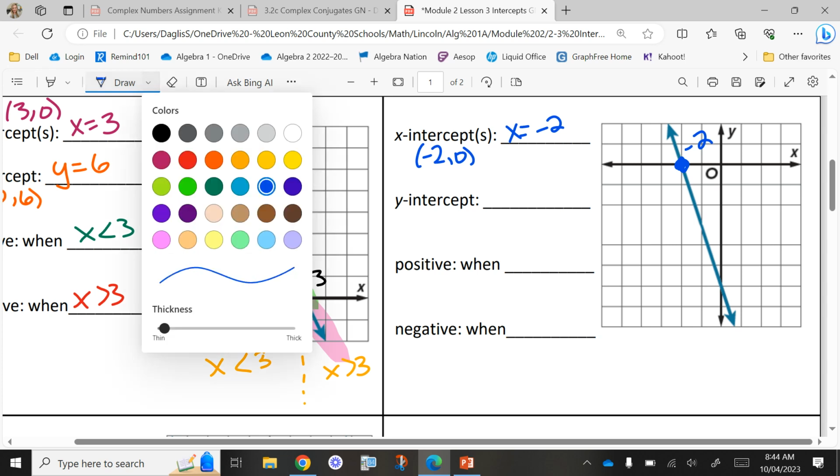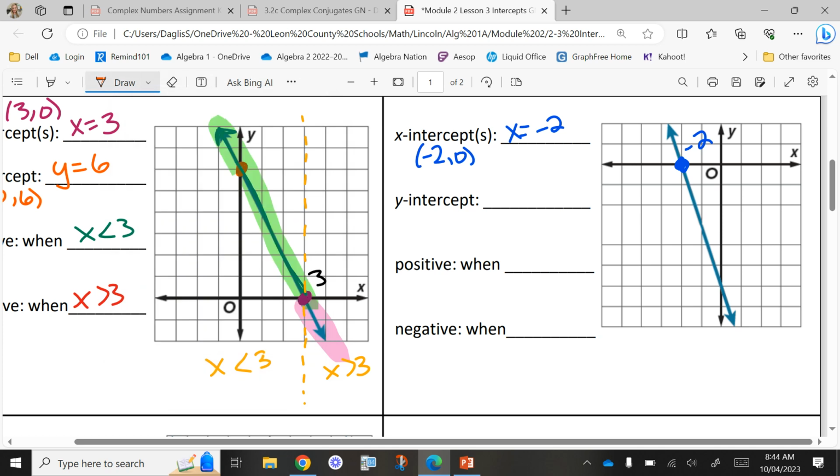Do we have a y-intercept? Yes, where's that happening? 1, 2, 3, 4, 5. Looks like -6. When y is equal to -6. So as a point, that's going to be 0, -6, like that. I'm going to wait. I'm going to ask that question in a minute.